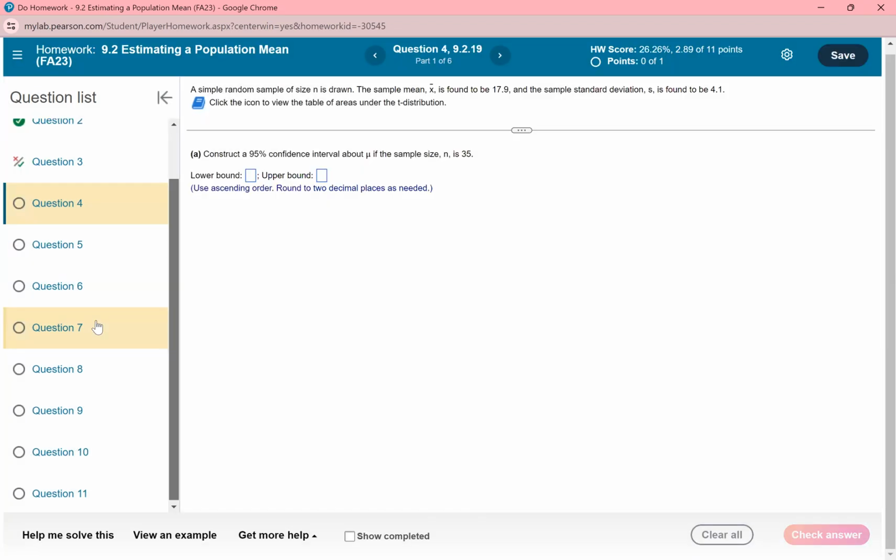Our random sample of size n, the sample mean is 17.9, standard deviation 4.1. Construct the 95% confidence interval for sample size of 35. So sample size 35 doesn't matter if my original was normal or not. Okay, so again, confidence interval. So y'all are going to go to x bar plus or minus the t sub alpha over 2 times the standard deviation over the square root of n. Again, you don't have to write out the formula with the letters, but you do have to write out this.